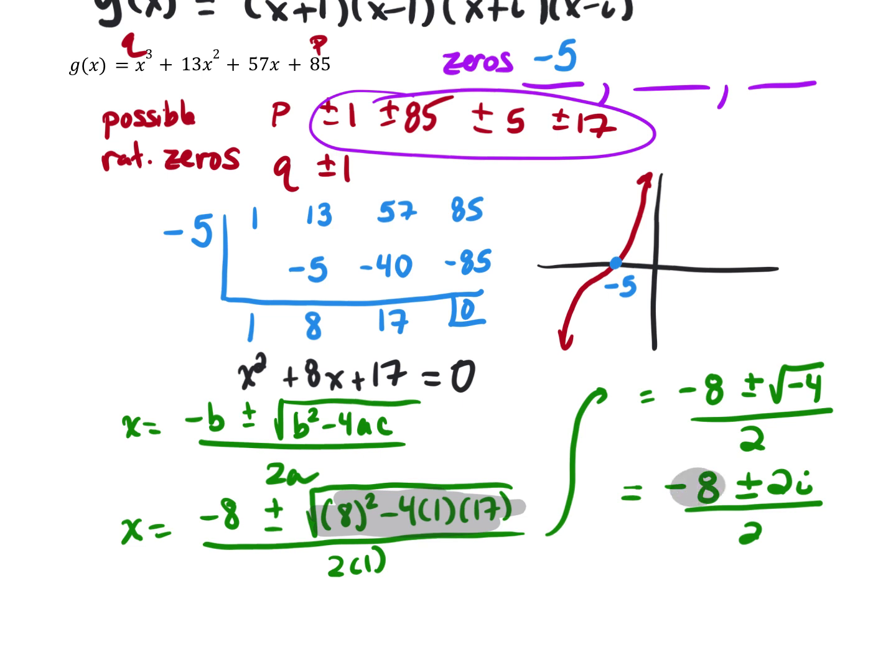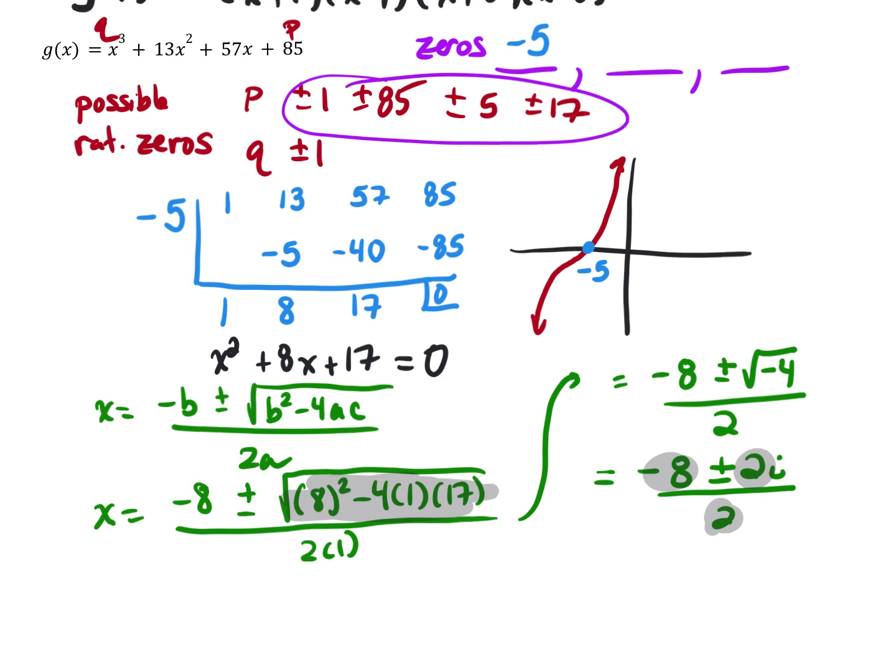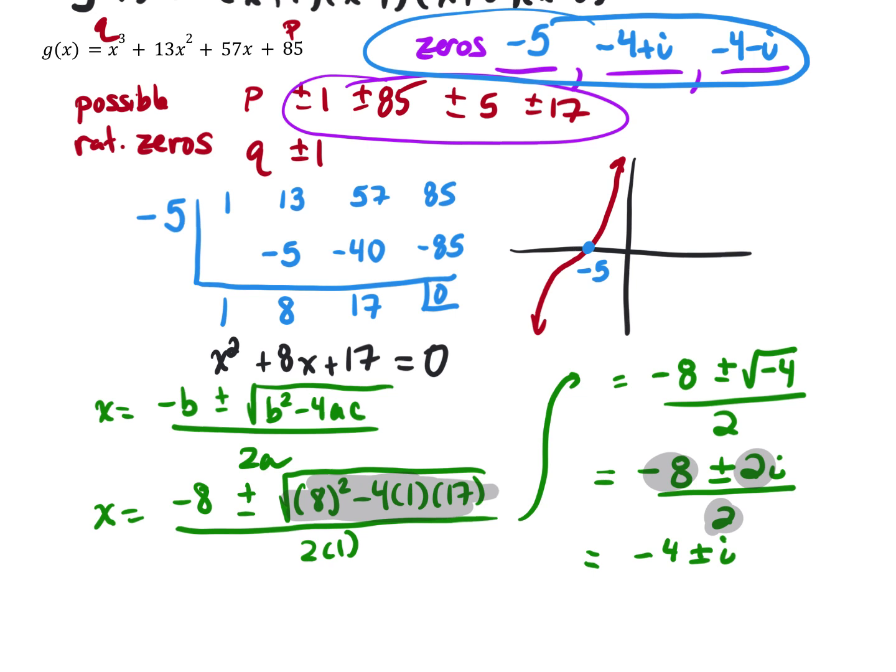So you can see that these all can divide by 2. So to finish up, I'll just divide them all by 2. So I'll get negative 4 plus or minus 1i, or just plus or minus i. So my other zeros are negative 4 plus i, negative 4 minus i. So those are my 4 zeros. Which kind of makes sense based on what my graph is, because it only crossed once. The other two zeros, if they're not x-intercepts, they have to be imaginary.